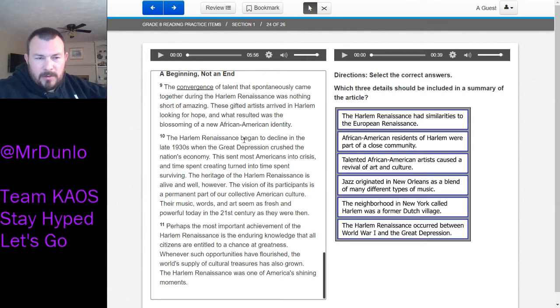Right, the Harlem Renaissance had to. So this article, right? If you're summarizing the article, somebody just goes, "Hey, what's this article about?" You're not going to talk about the European Renaissance. It's not what this article is about. But being residents of Harlem in a close-knit community, that sounds important. We'll leave that for now. Talented African-American artists caused a revival of art and culture. That sounds like what the whole thing was about. Jazz originated in New Orleans. No. This article is about the Harlem Renaissance. I'm not falling for that. I know that was one little part in the beginning or whatever.